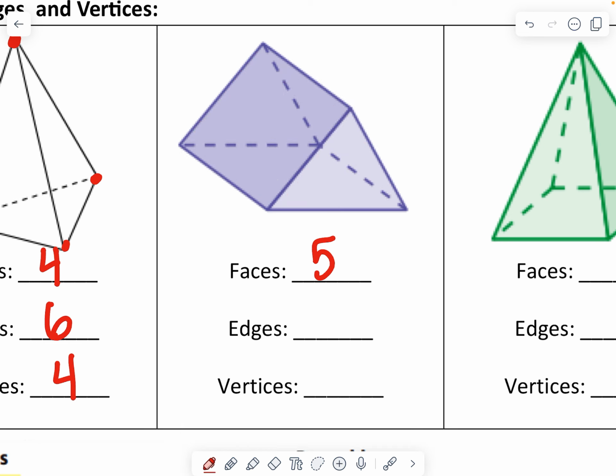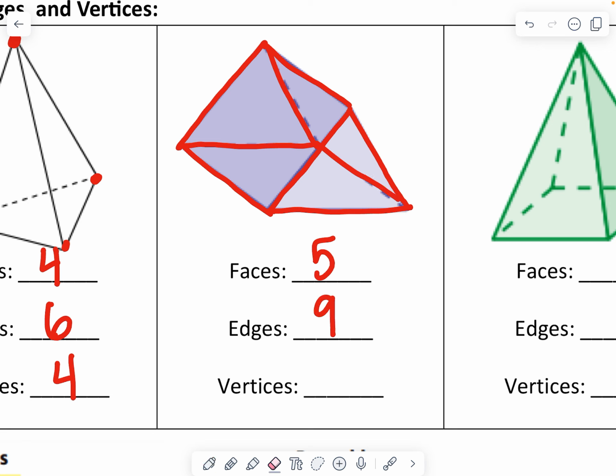For edges, remember, I'll start with this base. So 1, 2, 3, and then in the back, 4, 5, 6. So there's 6 just for the bases. And then remember, there's the lines that connect the two bases. So that's 7, 8, 9. So there's 9 edges on this one.